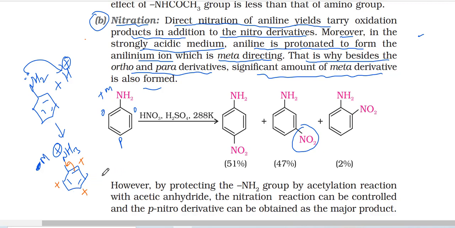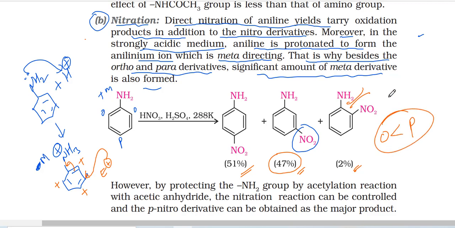Here the attacking species is an electrophile. Obviously, in this case it will attack at the meta position. That is the reason almost 50% maximum meta product is also forming, as well as para product. Due to the repulsion, ortho product is less. Generally, ortho product is always formed less than the para.